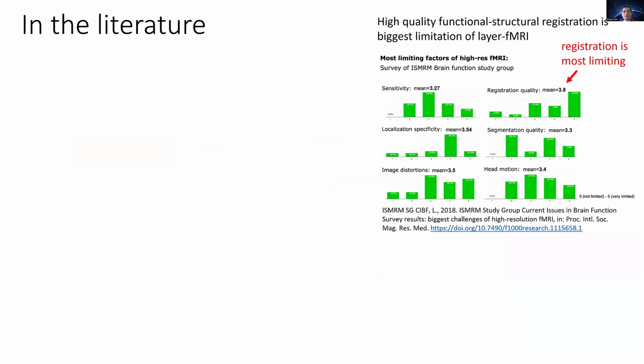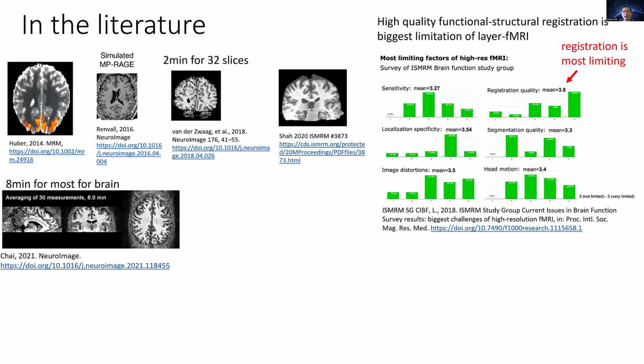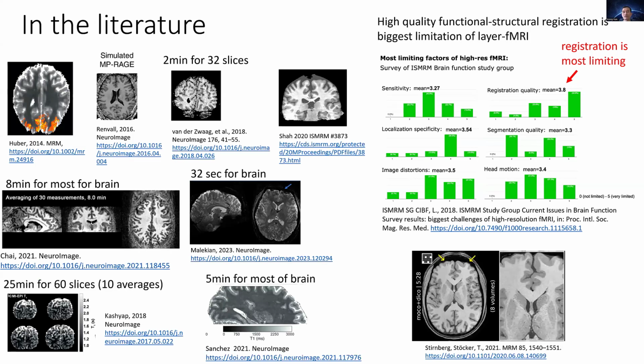In fact, this registration constraint was identified as the single most limiting challenge in mesoscopic fMRI in the survey of the brain function study group back in 2018. The layer fMRI literature from the last decade is full of innovative approaches to address such registration issues by means of distortion-matched EPI. However, none of these approaches has ever caught on just yet.